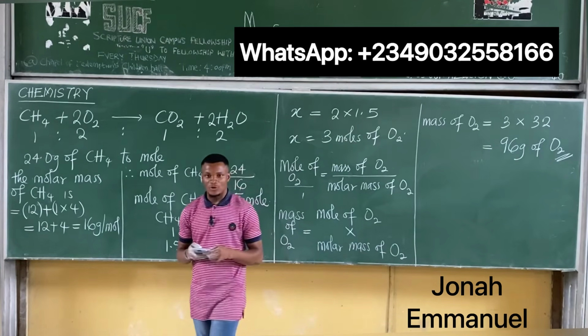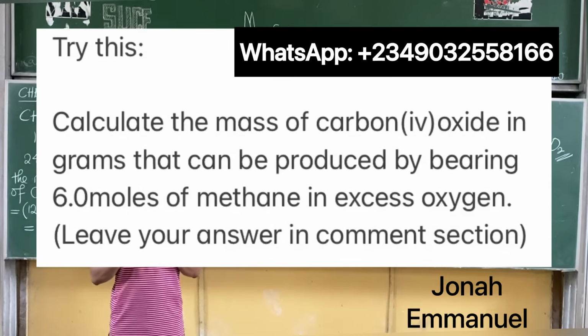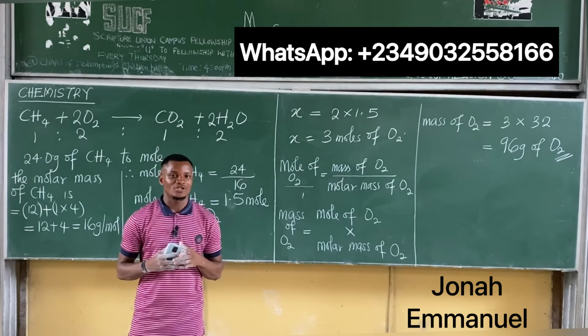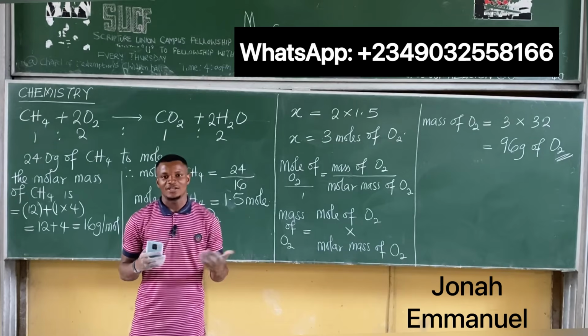Alright, so you can try this at home. Just try this. Calculate the mass of carbon dioxide, CO2, in grams that can be produced by burning 6.0 moles of methane, CH4, in excess oxygen. So you solve that question and leave your answer in the comment section.